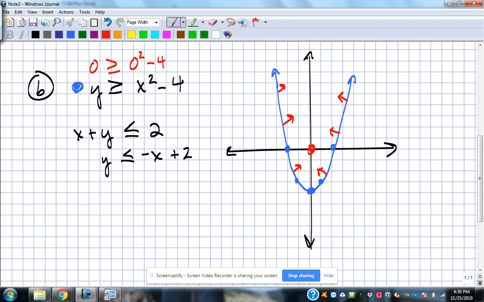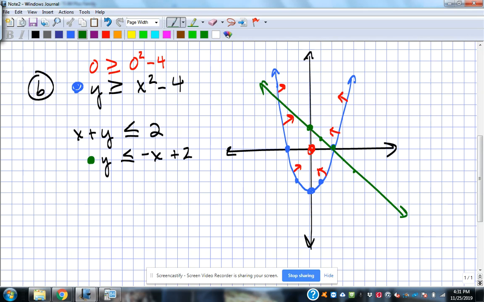And then I'm going to graph the linear equation. I got it in slope-intercept form to make it easy on myself. So the y-intercept is 2, slope of negative 1. And it's got an equal to mark, so that means it's what kind of line? Dashed or solid? Solid. So it makes it easy to draw.